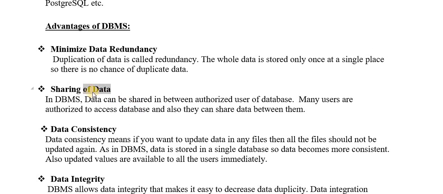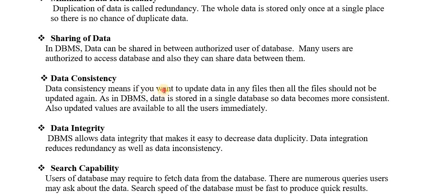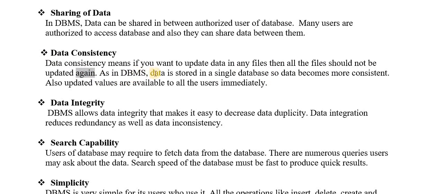And sharing of data: once you have defined the data, you can share it with many users. Next, data consistency. Consistency means there is no error in the data. If you want to update the data in any file, you should not have to update all the files again. As in DBMS, data is stored in a single database, so data becomes more consistent. You have to update the data only in one place, with no need to update multiple places. So updated values are available to all users immediately. This is called data consistency.